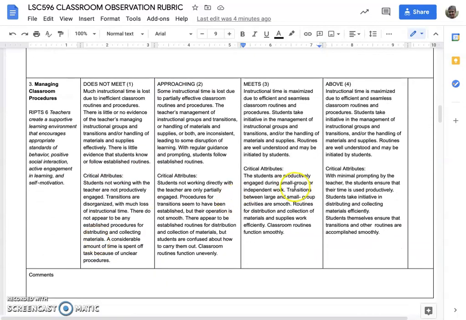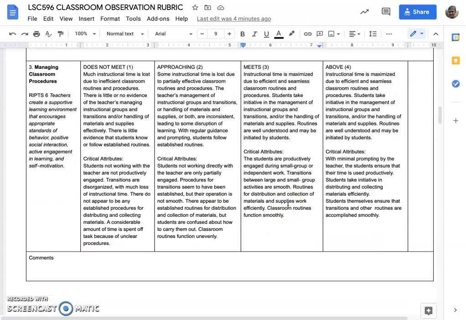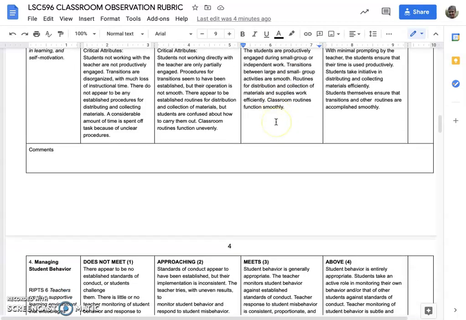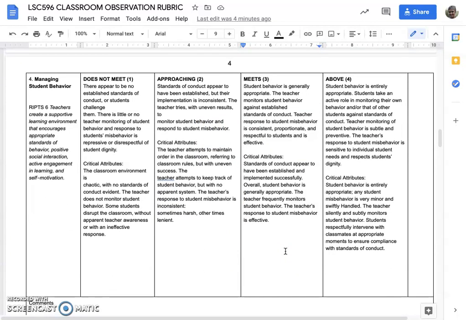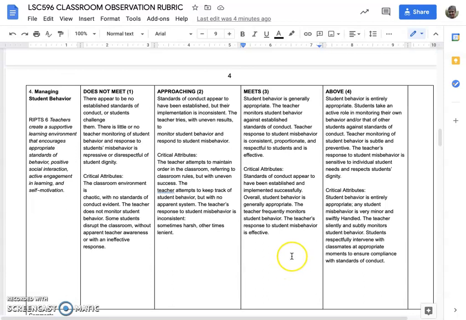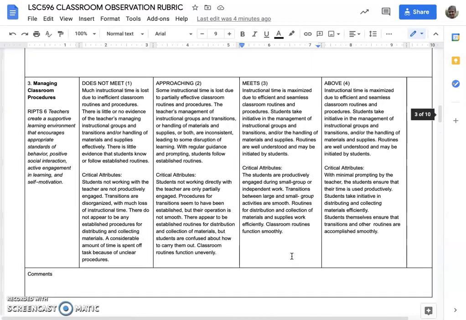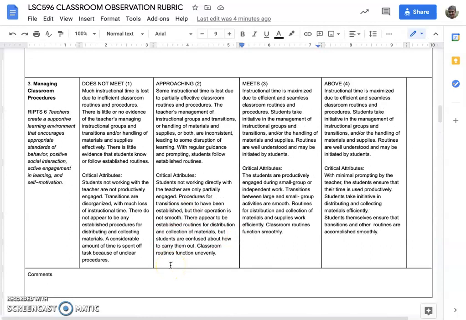Managing classroom procedures is the third category on the rubric. You might have clapping routines or some transition routines, or other processes, so that kids know what they're doing and your instructional time is maximized. Managing student behavior. This ties a lot. If you have a lot of good routines already established in your classroom, in your library, then students will behave better.